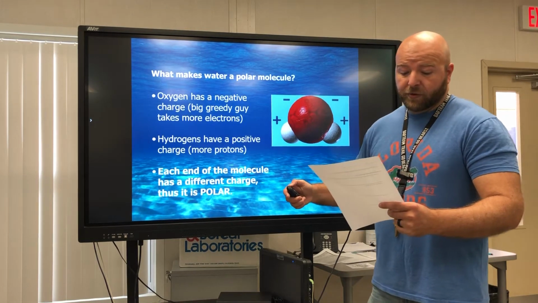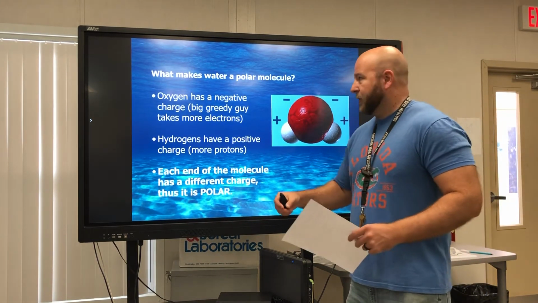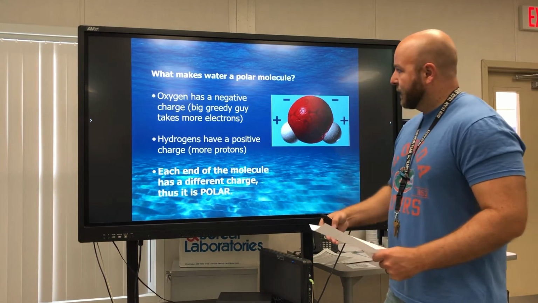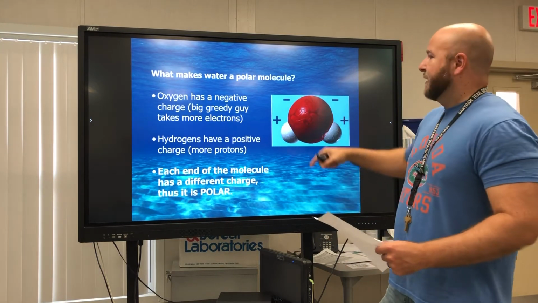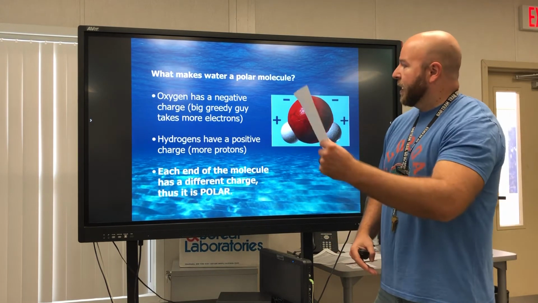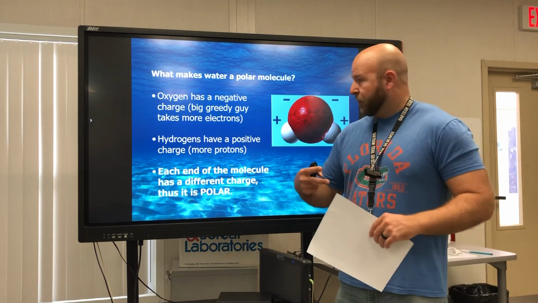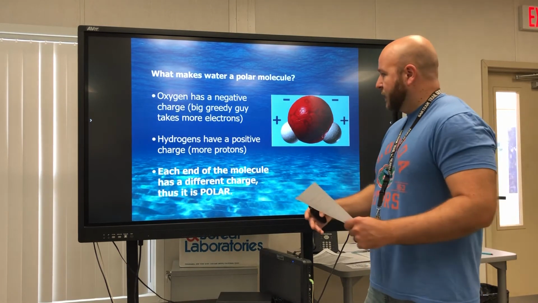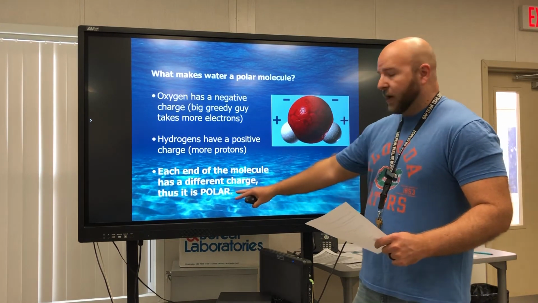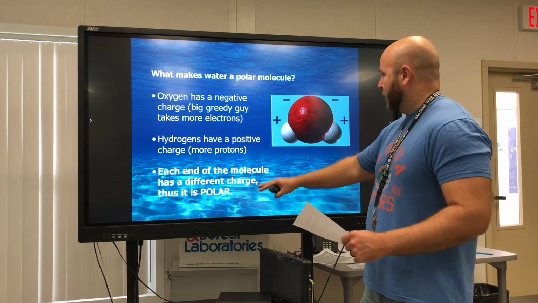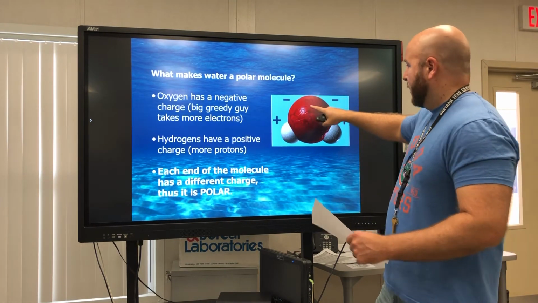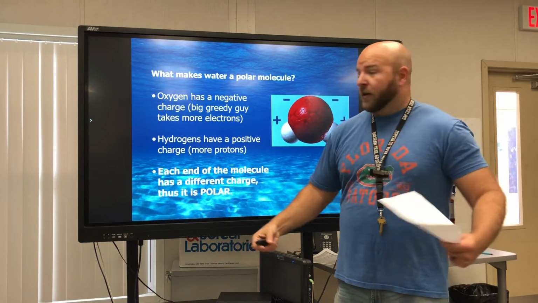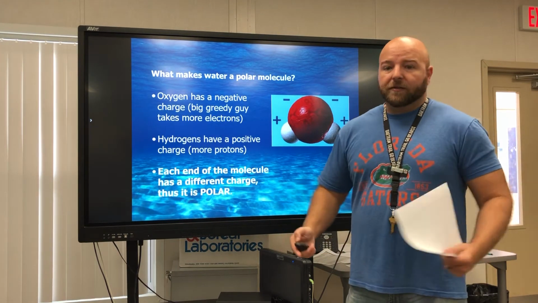And then we move on to number 3, why is water considered a polar molecule? So for polarity, the oxygen in a water molecule has a negative charge. He's the big greedy guy. Takes up more electrons. And then the hydrogens, so there are two of them, have a positive charge, and they have more protons than they have electrons. And so each end of the water molecule has a different charge. You've got a negative end up here and a positive end down here. And when you have negative on one end and positive on the other, that's going to equal polarity.